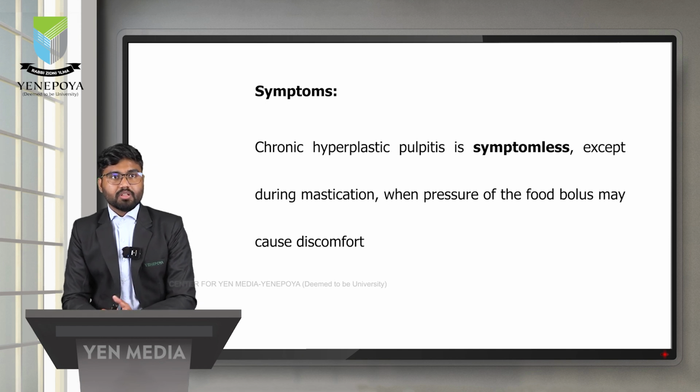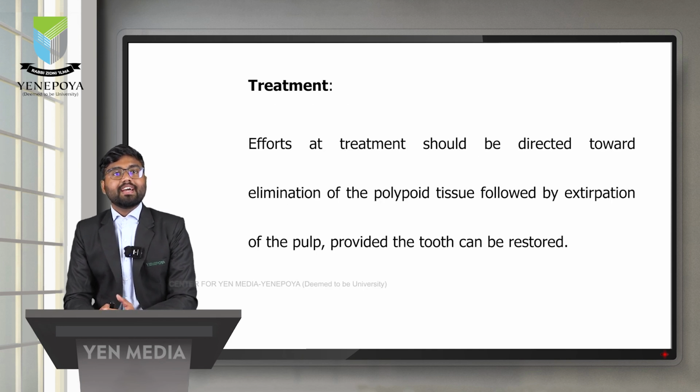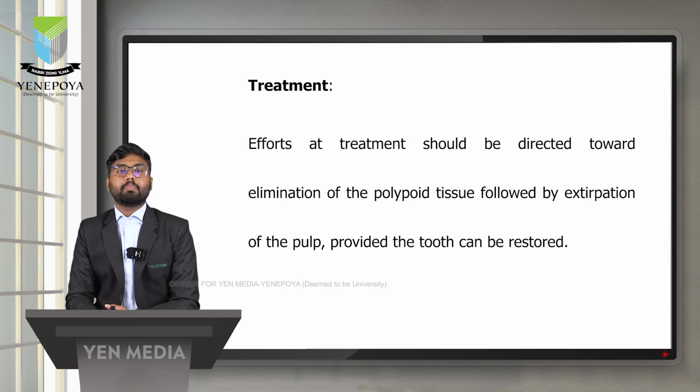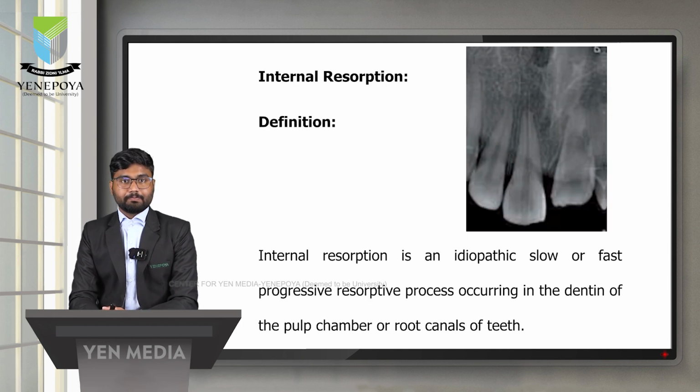When it comes to symptoms, chronic hyperplastic pulpitis is usually symptomless, and only during mastication does the patient feel some kind of discomfort. Coming to diagnosis, it is seen in children and young adults and appears as a fleshy reddish pulpal mass. It may interfere with the comfortable closure of the mouth, and sometimes can lead to bleeding of the tissue. The treatment, however, is directed towards the extirpation of this pulp and a proper endodontic therapy. The prognosis for the pulp is unfavorable. However, the prognosis for the tooth is favorable after proper treatment and adequate restoration.